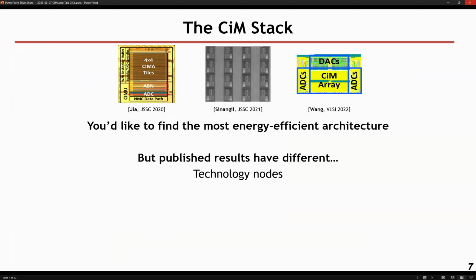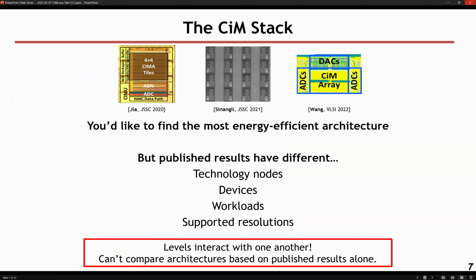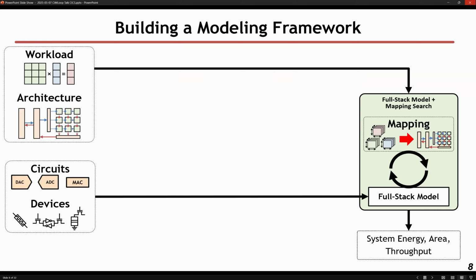The different results will have different technology nodes, different devices, workloads, supported resolutions, and we actually can't compare any of them. The reason we can't compare them is that all the levels are interacting with one another. We can't look at any individual design decision because all of the published results that are out there will be changing all of these different variables. So how do we make any decisions if we can't compare them? To do this, we'll use a modeling framework. So we'll build the modeling framework, CiMLoop, that will take in, over on the left, your workload, architecture, circuits, and devices in those 2 boxes over there.